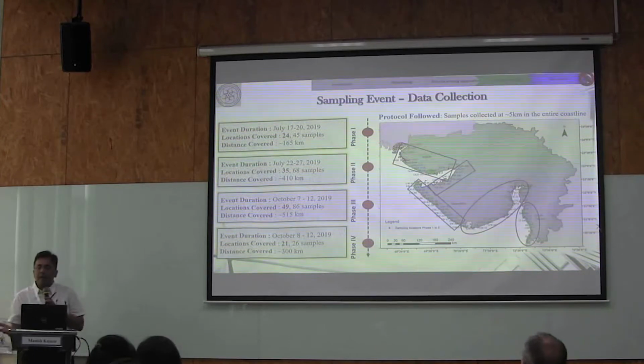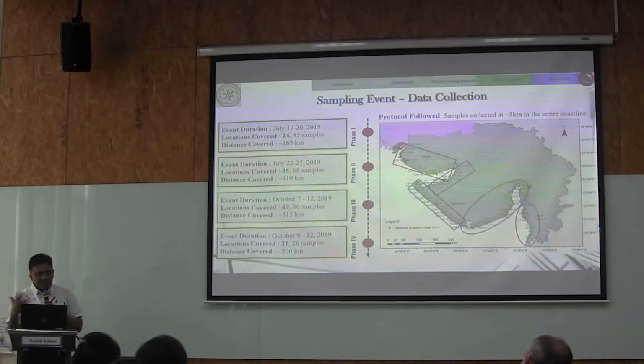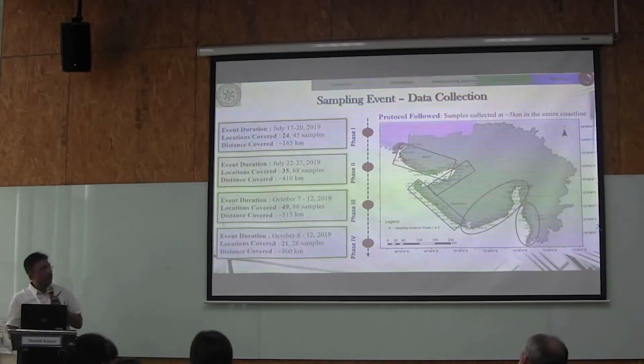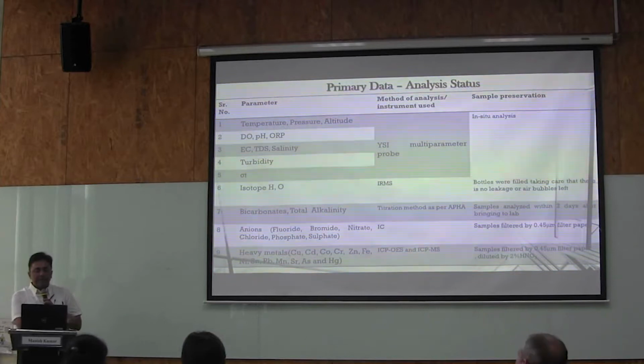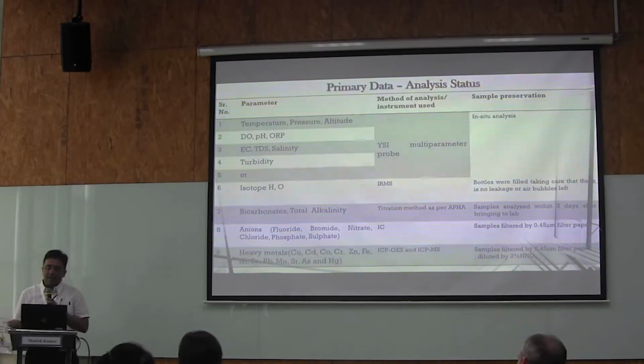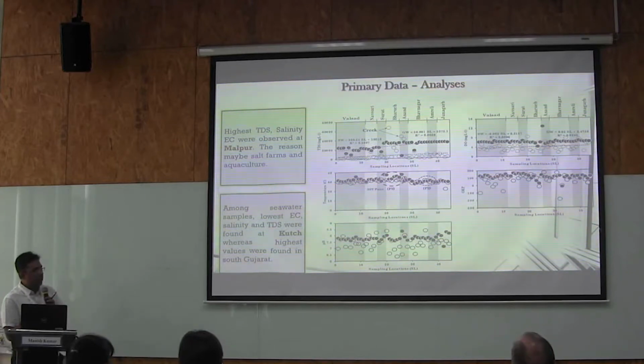Then we went to the actual field, and it took us around 1 month of work to take a sample every 5 kilometers along the 1600 kilometer coastal line. We analyzed many parameters in the field, and are analyzing a lot of parameters after coming back, including heavy metals, antibiotics, and other things. Here I am going to present some preliminary results because the analysis has not been completed.